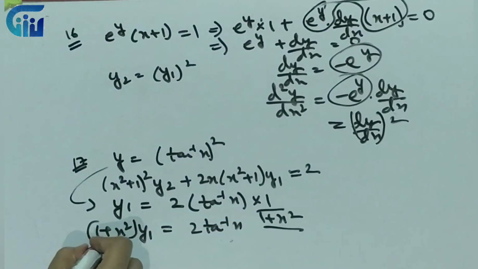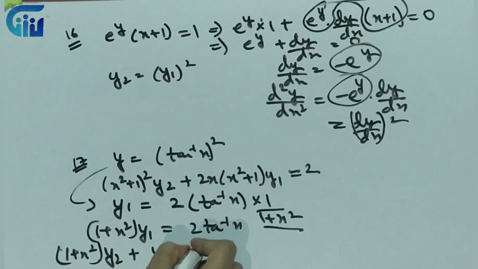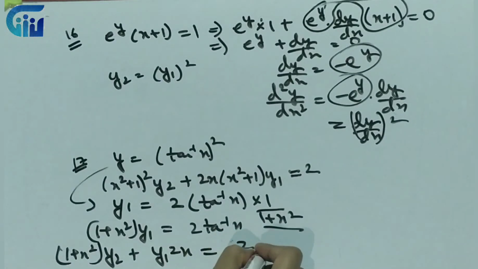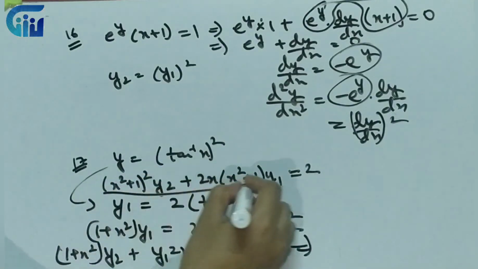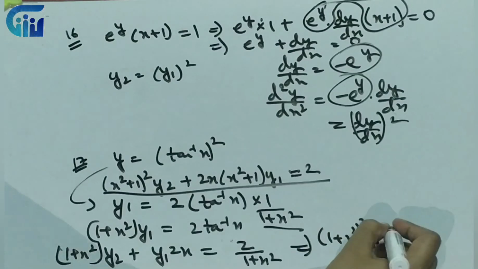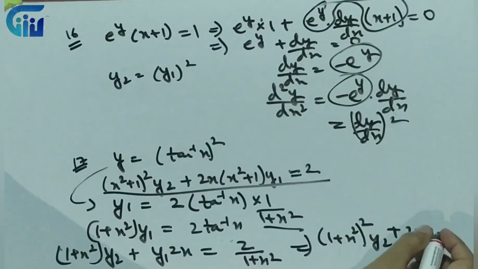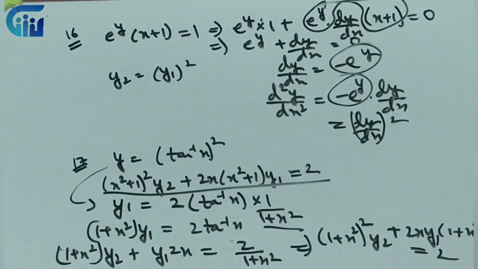So 1 plus x square as it is, derivative of y1 is y2, y1 as it is, derivative of 1 plus x square is 2x, then 2 tan inverse x upon 1 plus x square. Just cross multiply, you will get the original expression that you have to prove. So it will be 1 plus x square whole square y2 plus 2x y1 with 1 plus x square is equal to 2, right? So with this, keep on practicing differentiation. Very important. Stay at home, stay healthy.